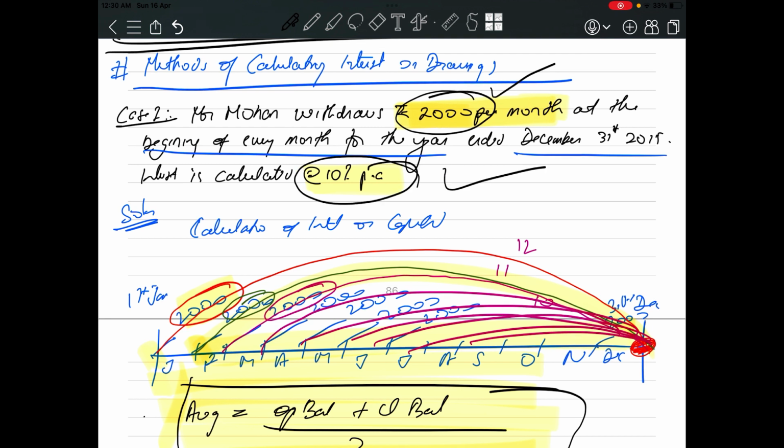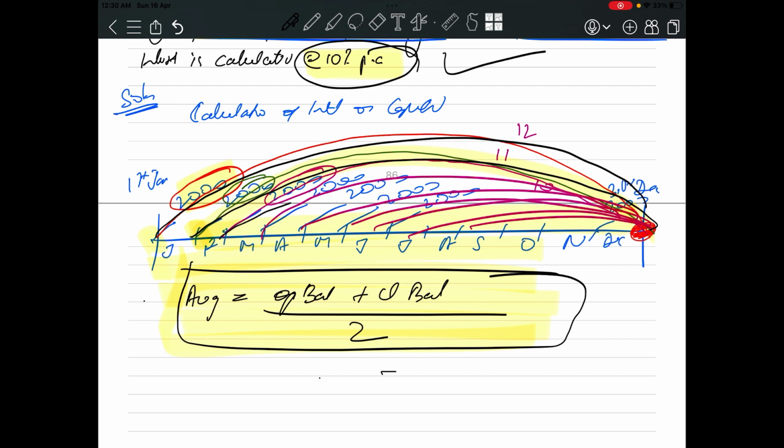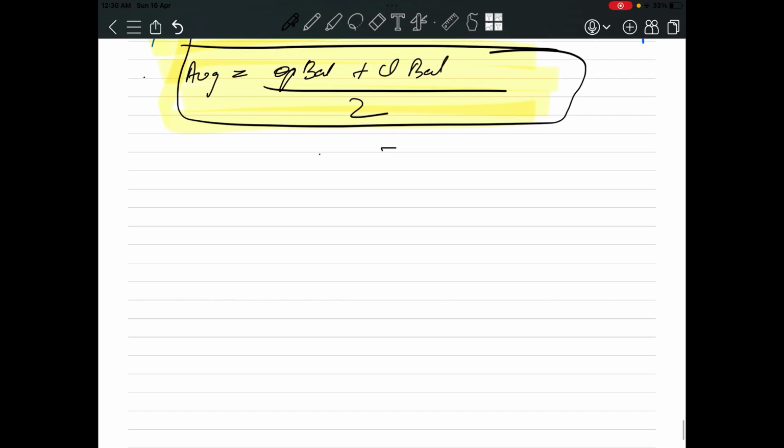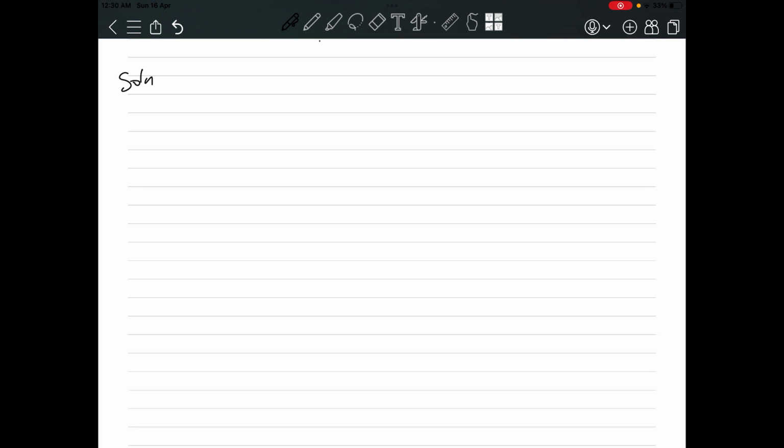Now the problem which we will face is the period. For how many periods will we calculate? Because from here it will be for 12 months, from here for 11, from here for 10, from here for 9, from here 8, then 7, 6, 5, 4, 3, 2, 1. So it's not possible to calculate that way, so we'll apply the average method. See how we will do it. So let's solve. Solution.